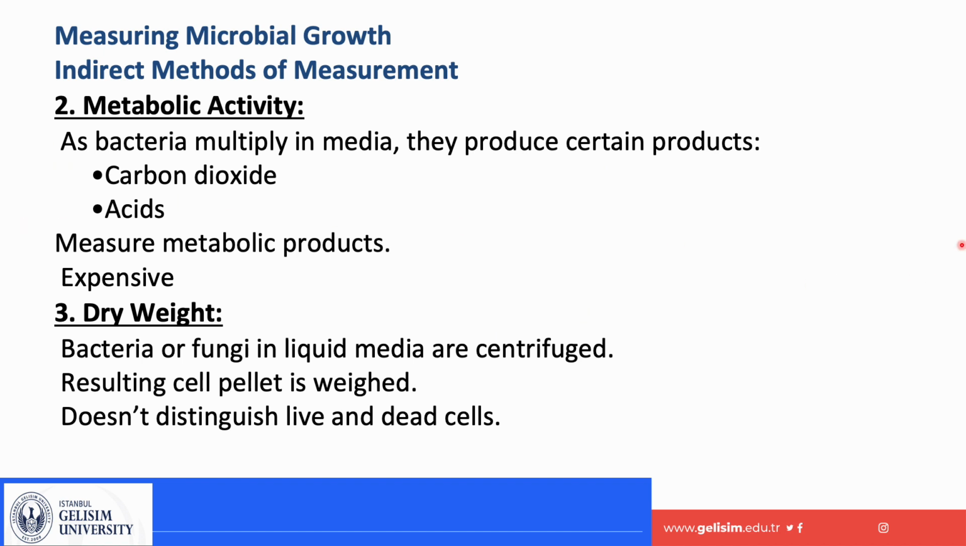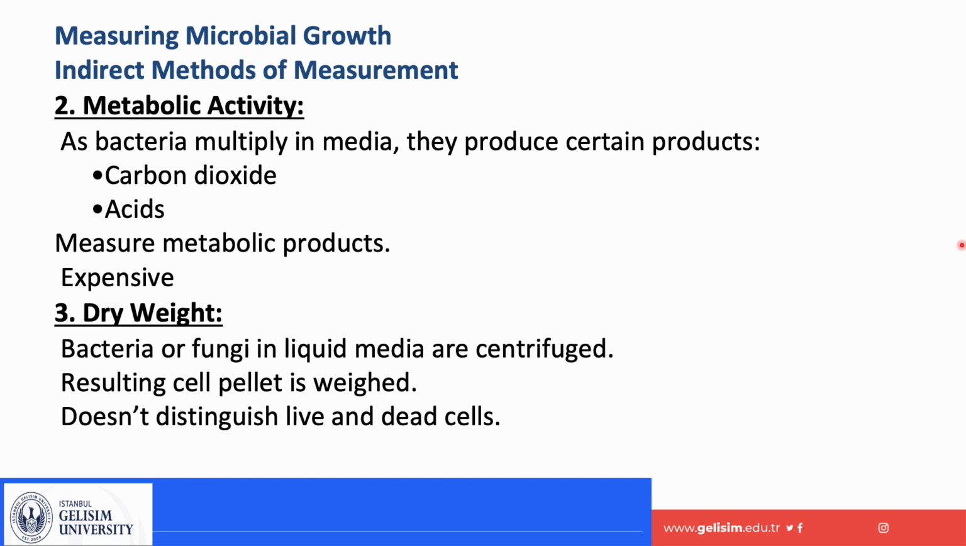Now, metabolic activity is an indirect method for measuring microbial growth that's based on the fact that as bacteria multiply in a liquid media, they produce certain products such as carbon dioxide and acids. The metabolic products can be measured using various methods to indirectly determine the bacterial population.